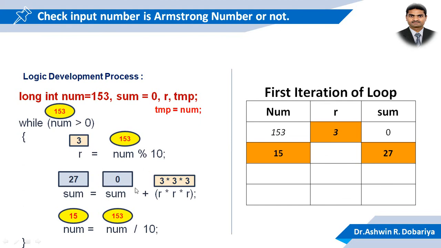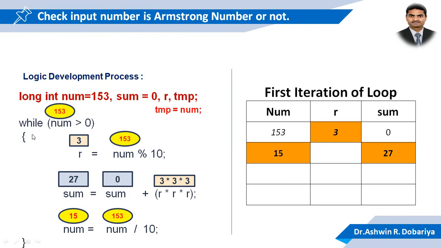Now how can we separate 5? For that we require 15. Then how can we make this value 15? So 153 divided by 10. Actually we know that the answer is 15.3. But num is an integer and 10 is an integer, so it will ignore 0.3 and return only 15, and it will override the num variable. So the latest value of num is 15.